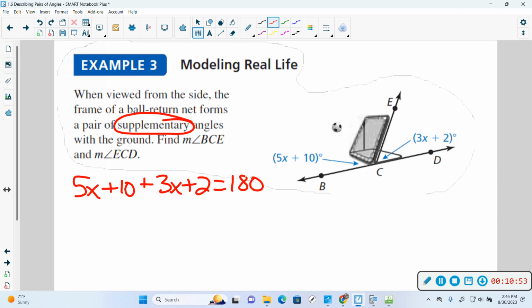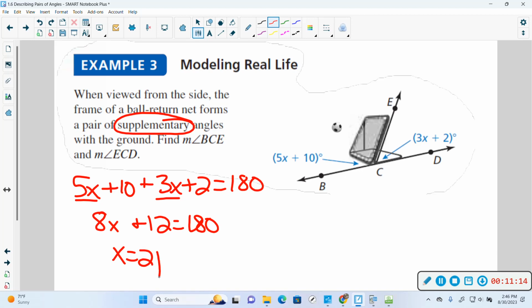So it says supplements, but we should know from the picture, straight line. All right, 5x, 3x, got it. 10 plus 2. Probably need your calculator from there. Let me give you a second to solve for x. I already heard it. 21. You are right.